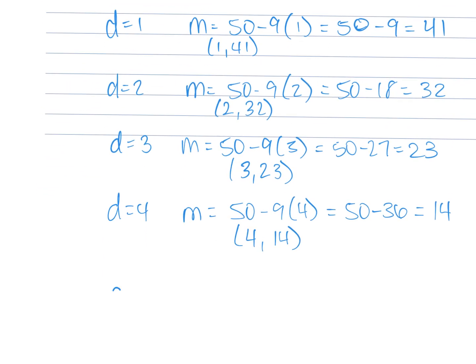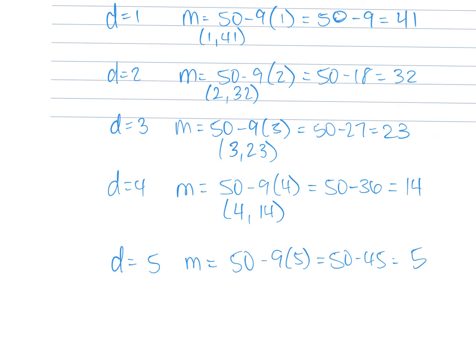And then D equals 5. We're going to do M equals 50 minus 9 times 5 equals 50 minus 45, which is going to be 5. My last point would then be 5 comma 5.